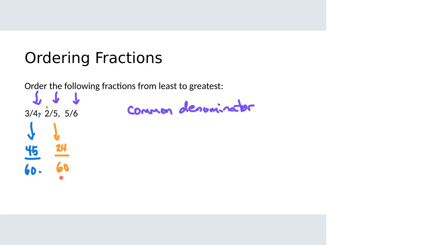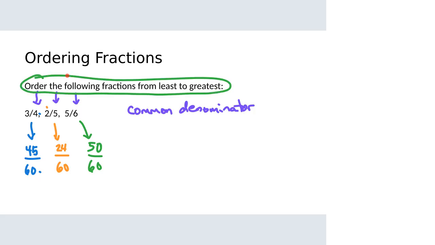So that's what I've done. And then finally, we'll do the same thing with 5/6. We'll rewrite that with 60 as a denominator. That one's easier to see. 6 times 10 will give me 60, so 5 times 10 in the numerator will be 50. Now it's really easy to see which one of these is smallest and which one of these is biggest, and ordering them from least to greatest, because they all have the same denominator.